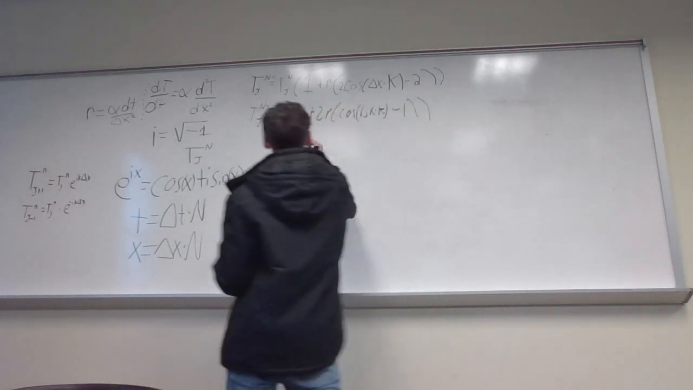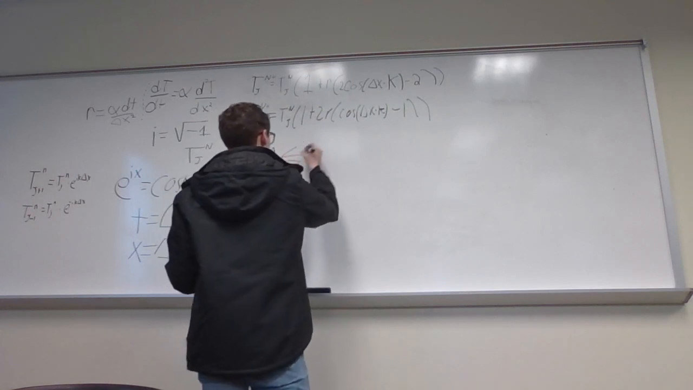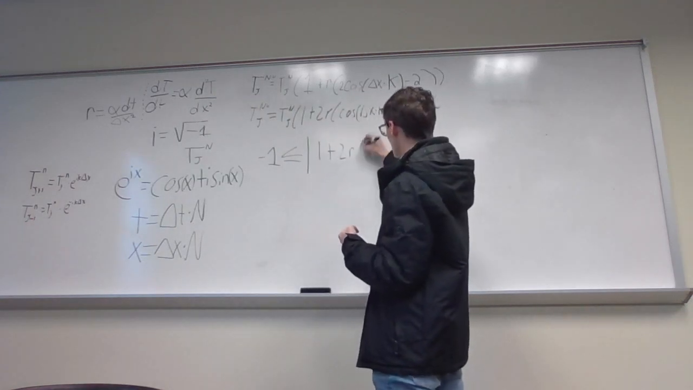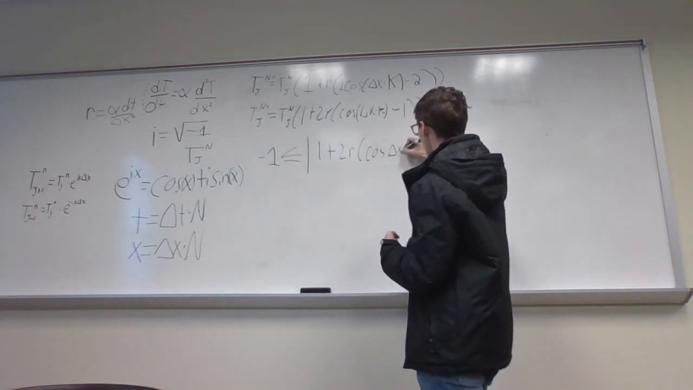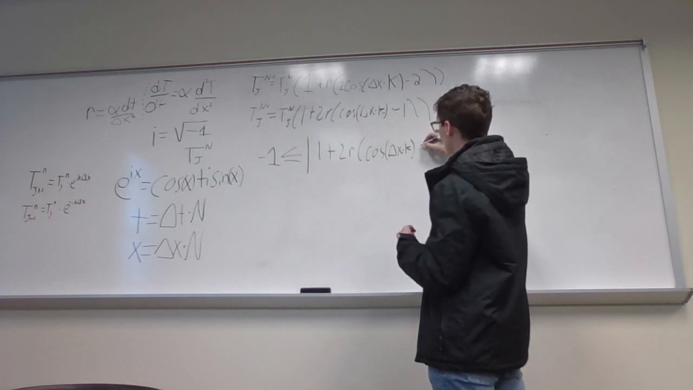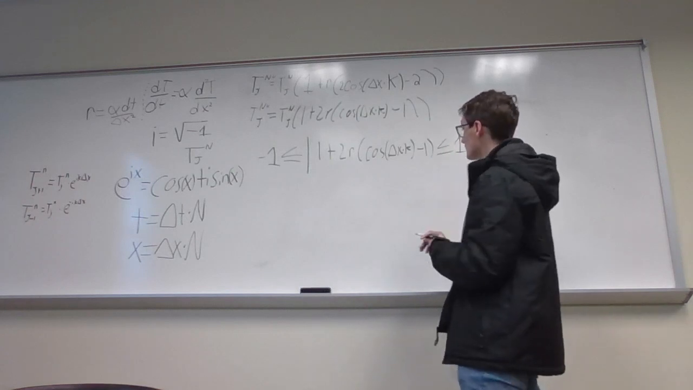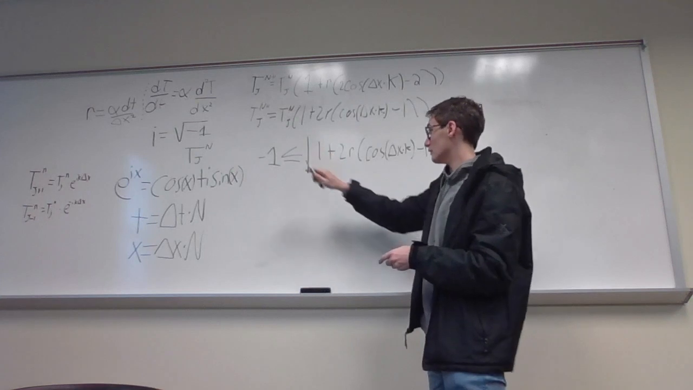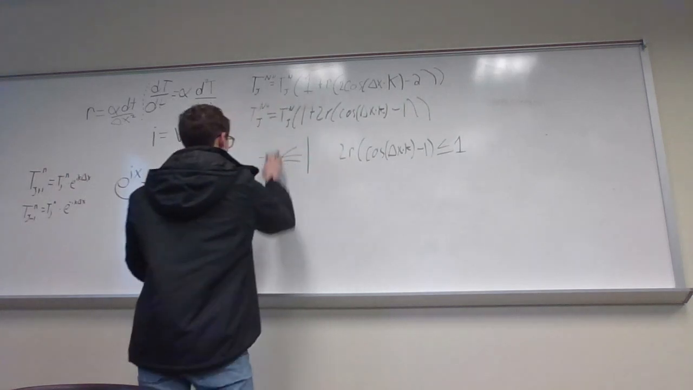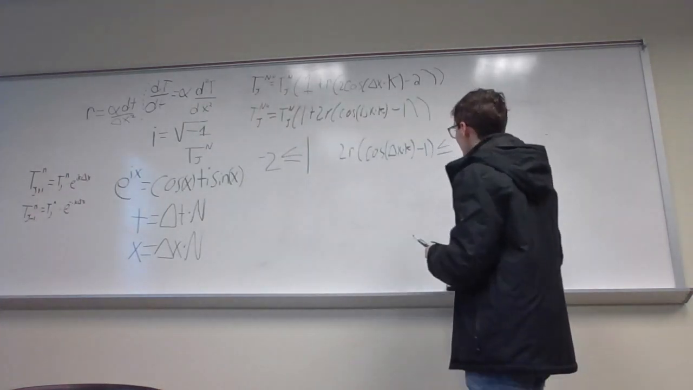So the absolute value is going to be, negative 1 less than 1 plus 2r cosine(Δx k) minus 1, and it's going to be 1. I know my writing is immaculate. So we're going to subtract this 1 out, so we're going to erase that. We're going to make this negative 2, and we're going to make this 0 because I am tired of rewriting.